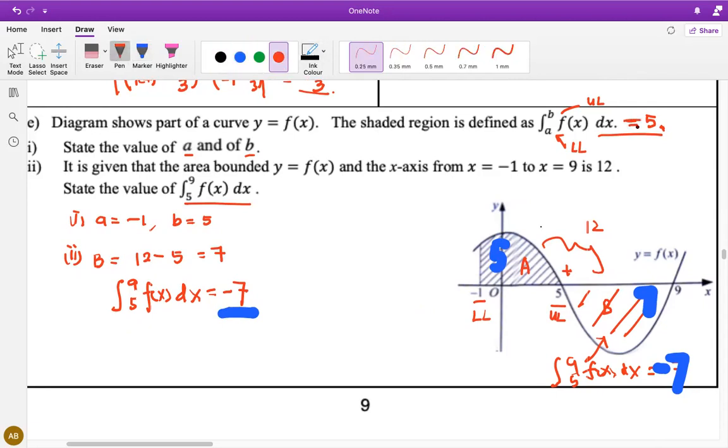So here equals 5. Okay, so this part is 5 units. So unit square, this part must be 7 because the total is 12. From negative 1 to 9, it is 12 units square.